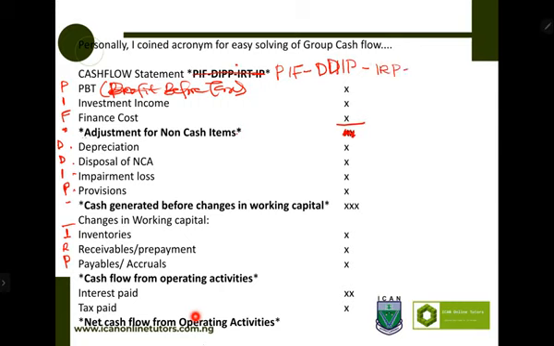Inventory, receivables, payables. Then after adding that, you will get your cash flows from operating activities. After getting your cash flows from operating activities, you will then add your interest paid, tax paid. This interest paid, tax paid, that is the two, that is the IT that is there. Interest paid, tax paid. And after that, you are through with your net cash flows from operating activities.